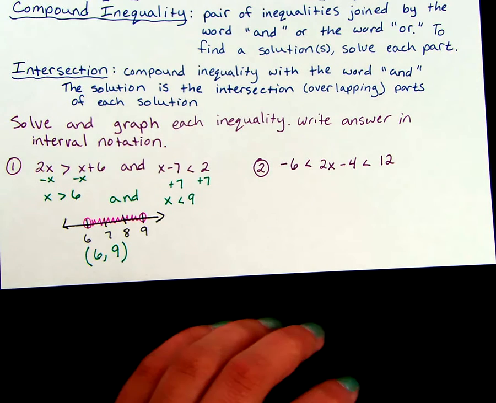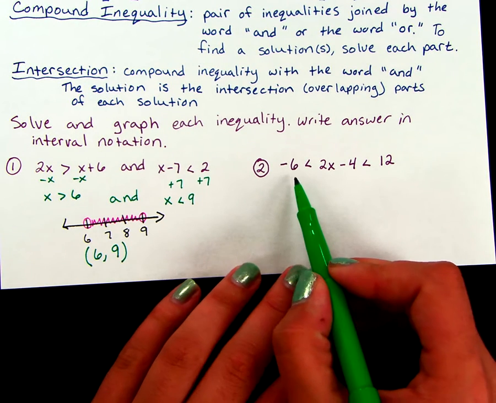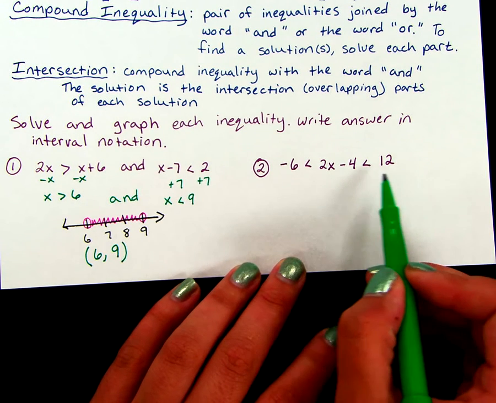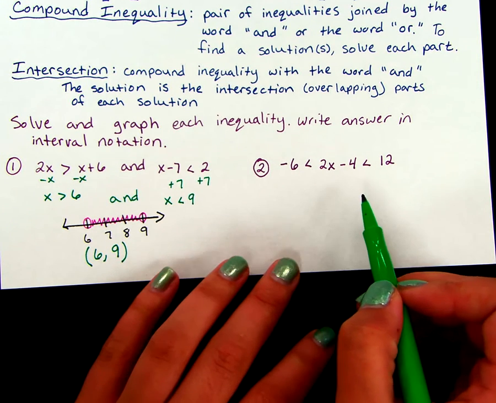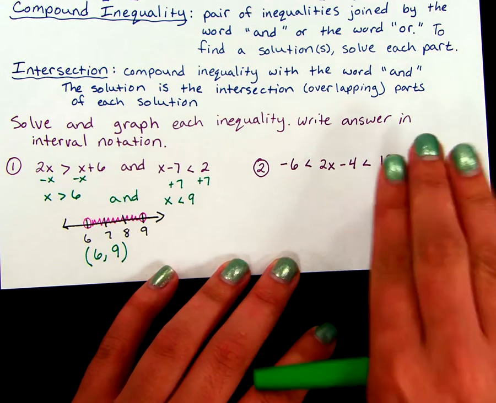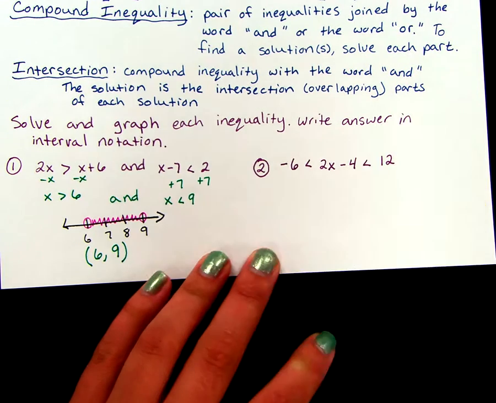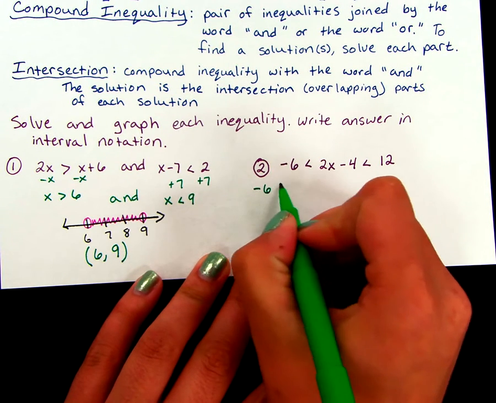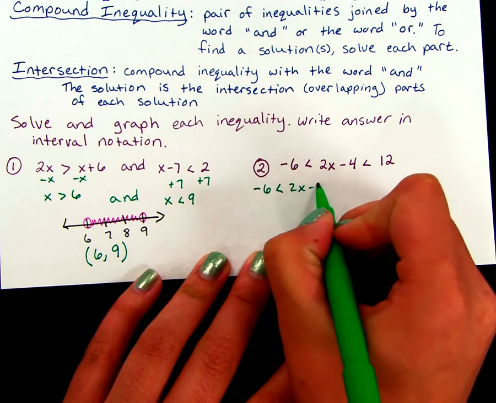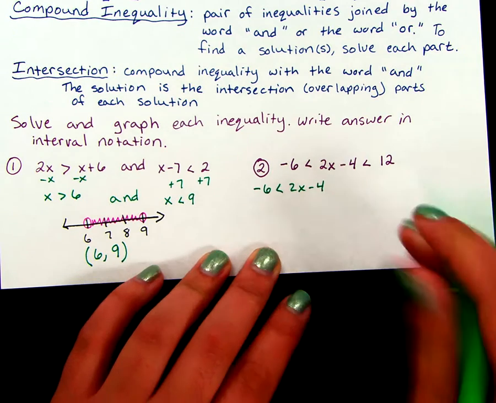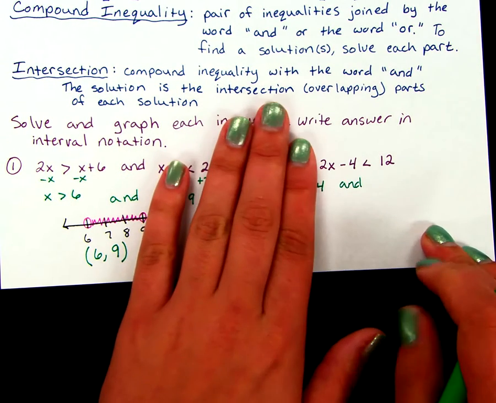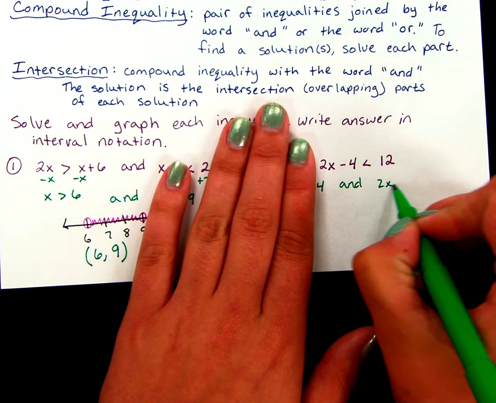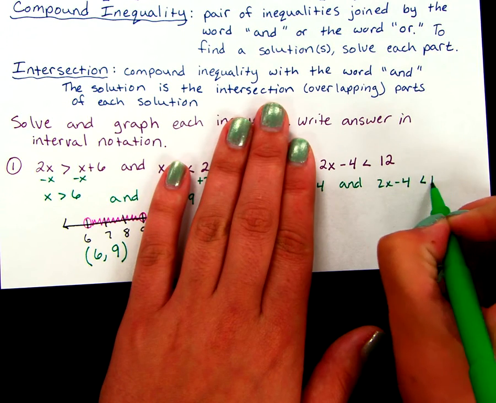All right, next one. When we're looking at this, this is an "and" statement because we have 3 pieces together. To solve this one, we want to separate it. For the first one, we're just going to ignore this piece of it. So we're going to solve -6 less than 2x minus 4. And then for our second one, I'm going to write "and" here, and then we ignore this side. So it's going to be 2x minus 4 less than 12.